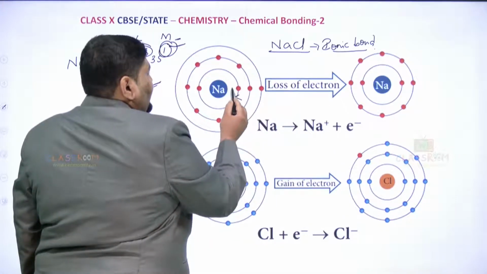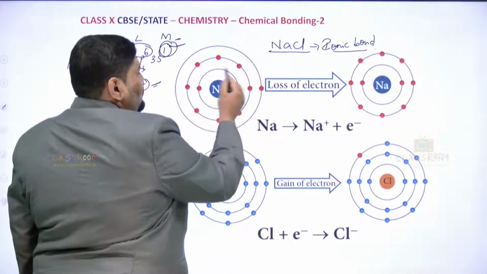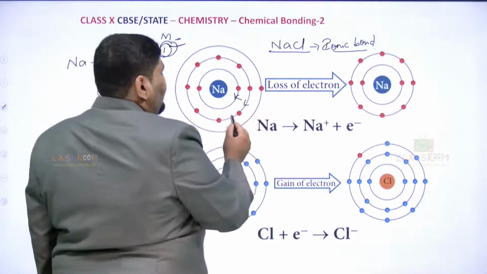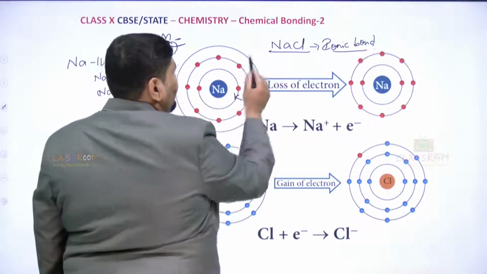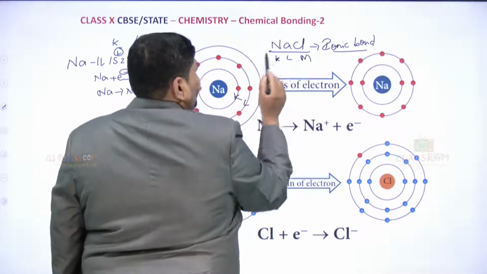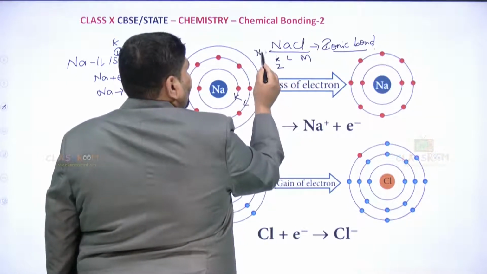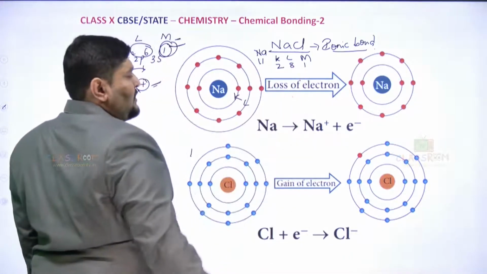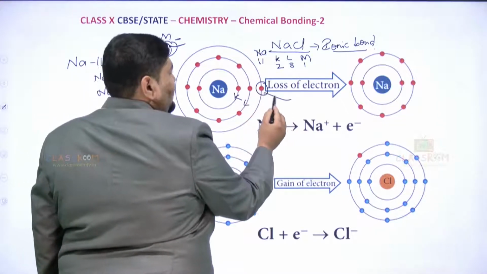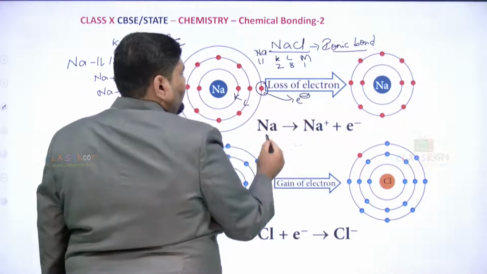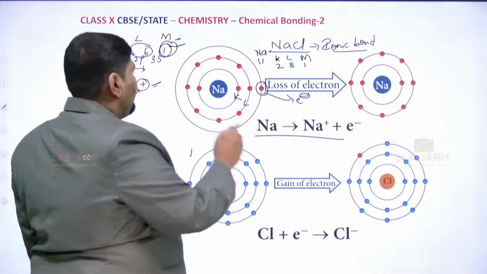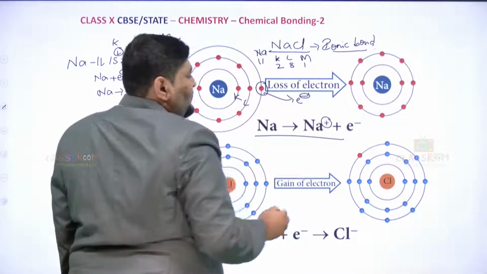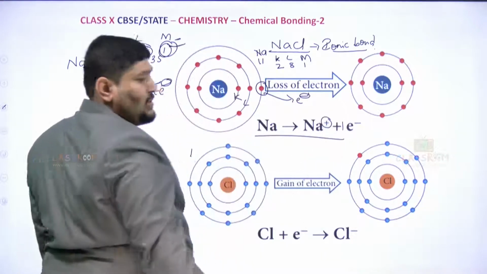When you go for the shells, the K shell can accommodate a maximum of 2 electrons. Then the L shell accommodates 8 electrons. So shell-wise, the atomic number of sodium being 11, you can see 2, 8, 1. This one electron is given out, so you can see the positive charge, how it acquires the charge by giving out an electron.